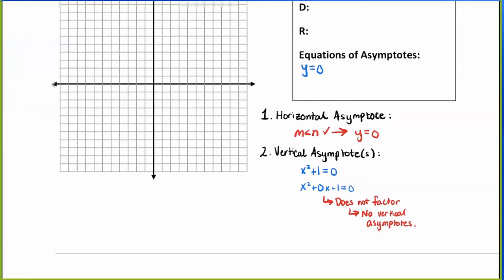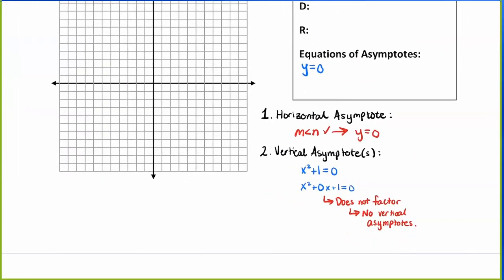So we just have the one asymptote from here. It's basically the same as what we did the past 2 days. We're going to start by graphing our asymptotes. We only have the one that's at y equals 0. This is the line that we cannot cross.